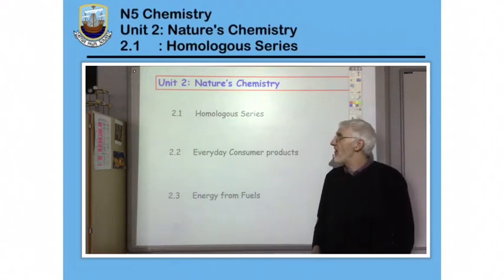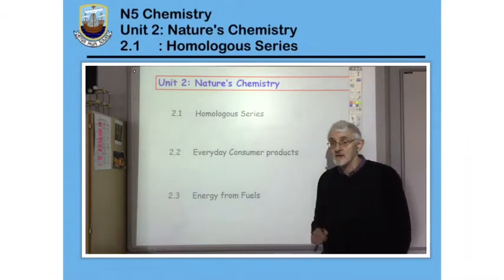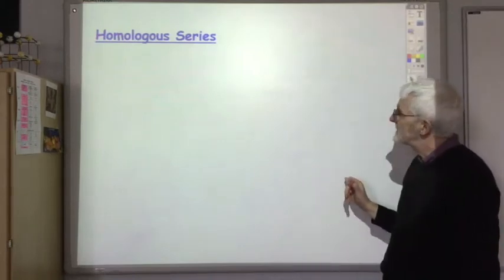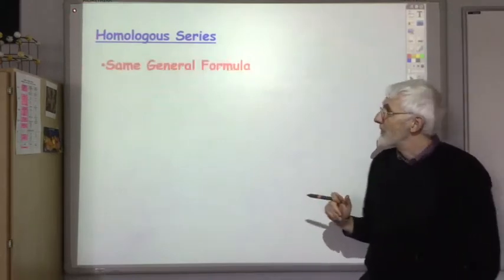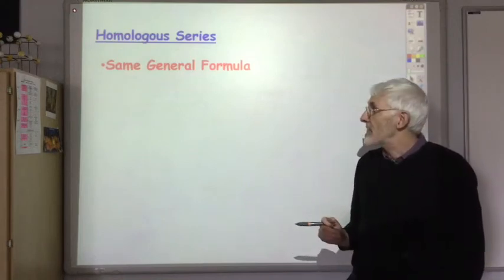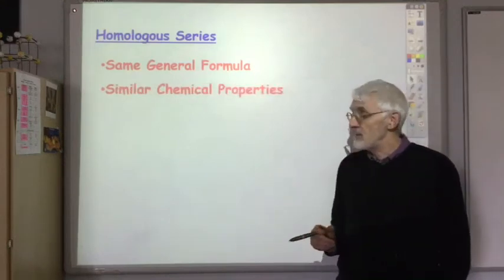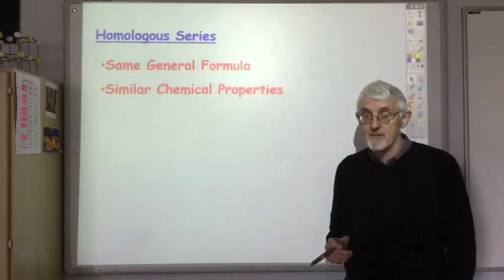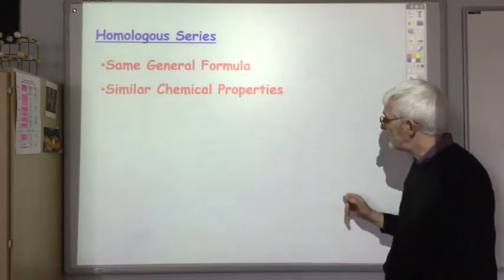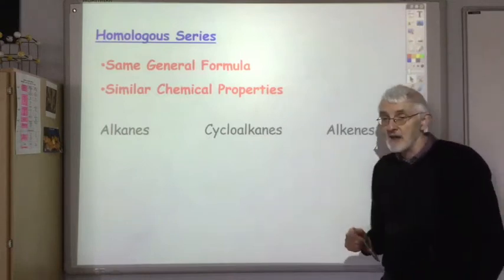In the first revision lecture in Unit 2, we're going to look at homologous series. So what do we mean by the term homologous series? Well, all the members of a homologous series must have the same general formula and they must have similar chemical properties. In this section we're going to look at three homologous series: alkanes, cycloalkanes and alkenes.